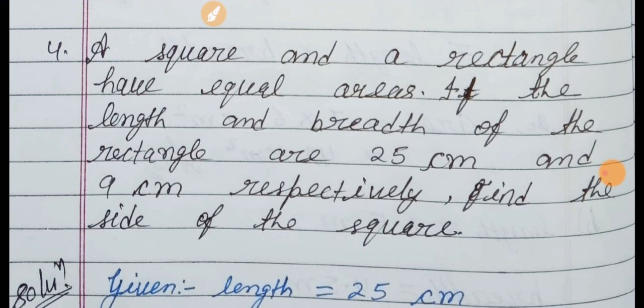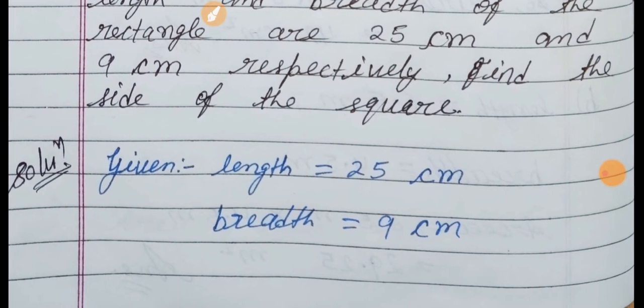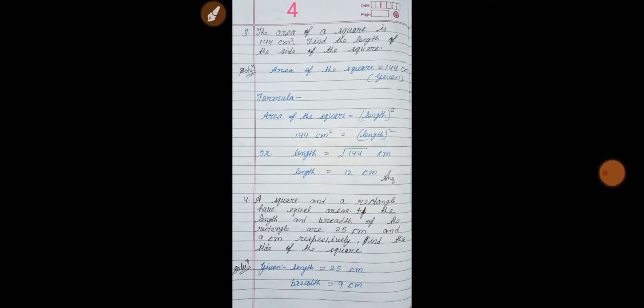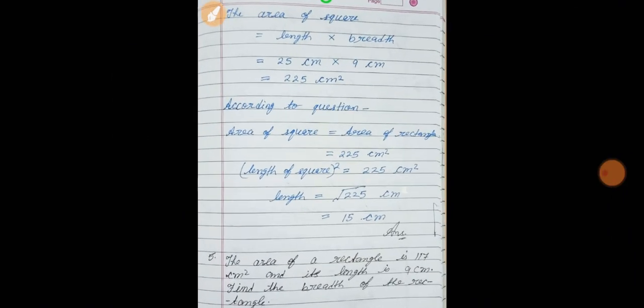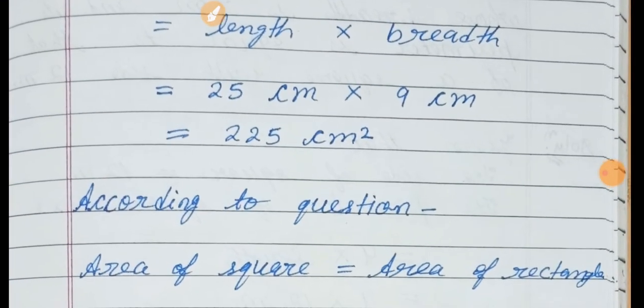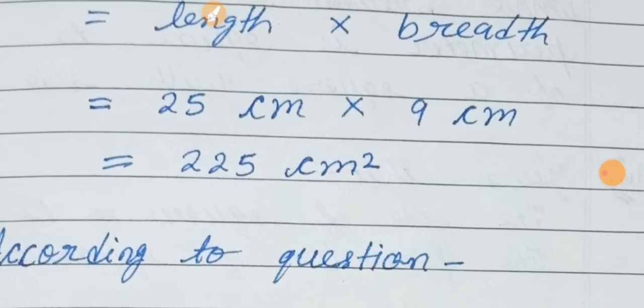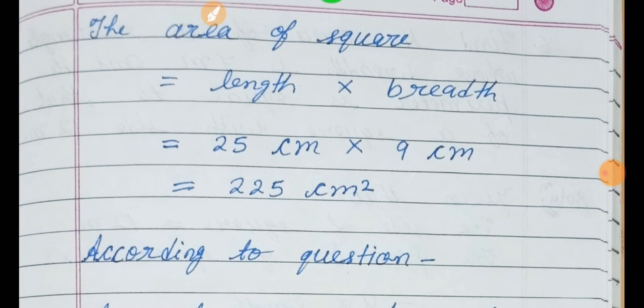So first of all, we have to find out the area for the rectangle for which the length and breadth is given. So the area of the rectangle is equal to 25 centimeter multiplied with 9 centimeter. Then we will get the area of the rectangle, it will be 225 centimeter square.